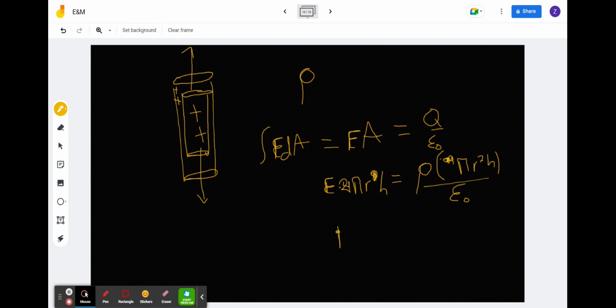So if we solve, our pi's cancel out, one r cancels out, our H's cancel out, and we're left with rho times r over 2 epsilon naught.